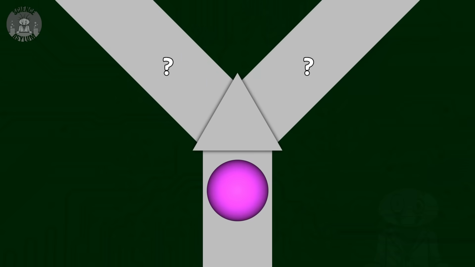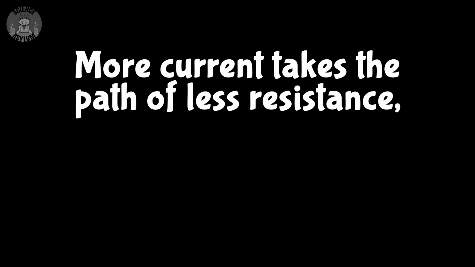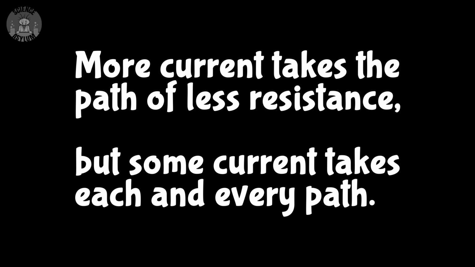If a single charge comes across a junction, it has to make a choice. Which path does it take? We don't know what each individual charge will do in that situation. It's random, but not equally random. We do notice some patterns when we look at what a bunch of charges will do. Remember, more current takes the path of less resistance, but some current takes each and every path.